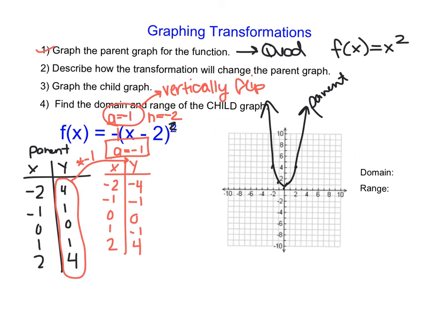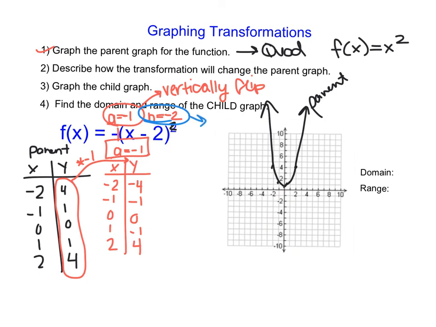To give you a little insight here, what we've basically done is we took all these points and we flipped them down. However, because we have two transformations going on here, we're not quite done yet. The next thing we need to do is focus on this H value here. And remember, H values deal with horizontal shifts, the horizontal changes that are coming.